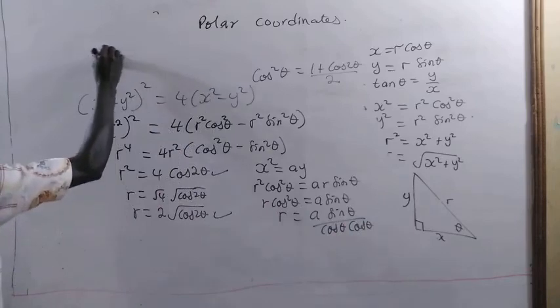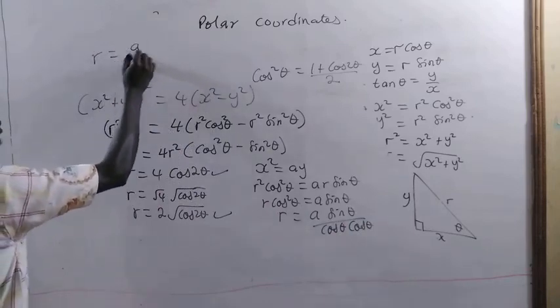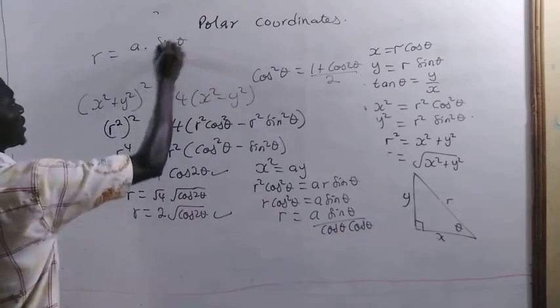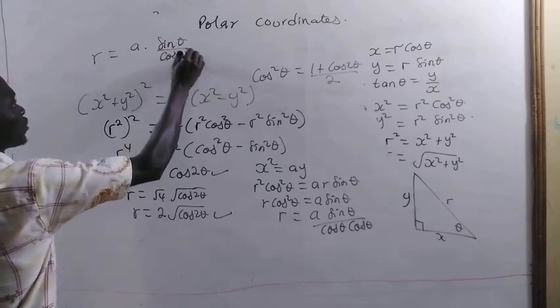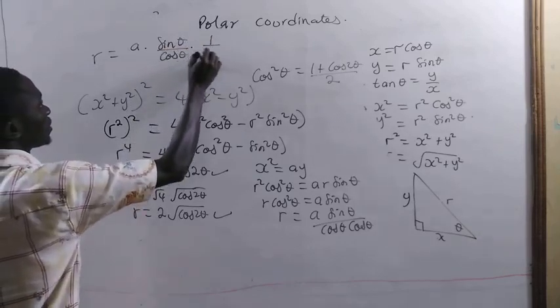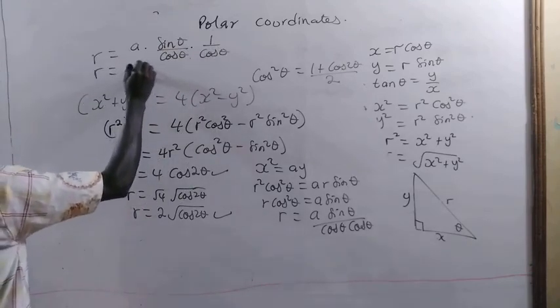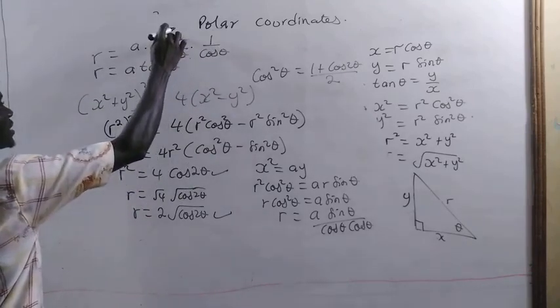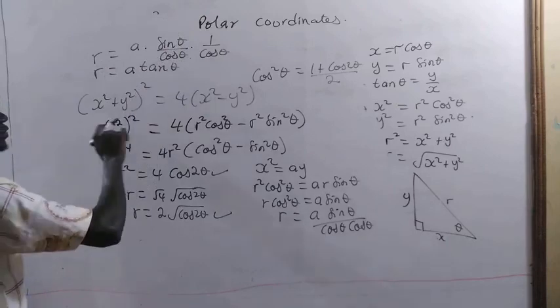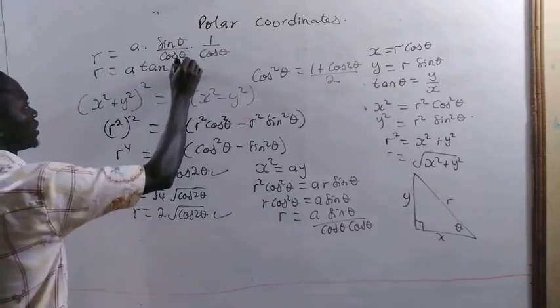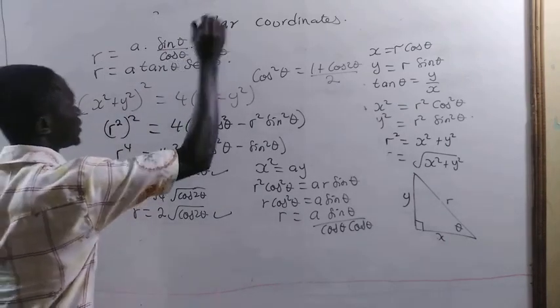And here you have r equal to a times sine of theta divided by cosine of theta, times 1 divided by cosine of theta. You have r equal to a times tangent of theta times secant of theta. Sine of theta divided by cosine of theta is tangent of theta. 1 divided by cosine of theta is secant of theta.